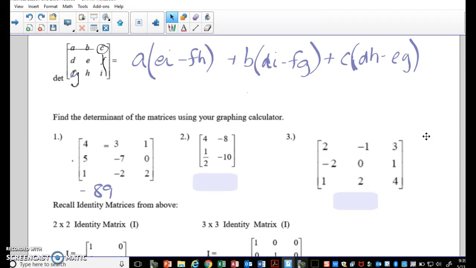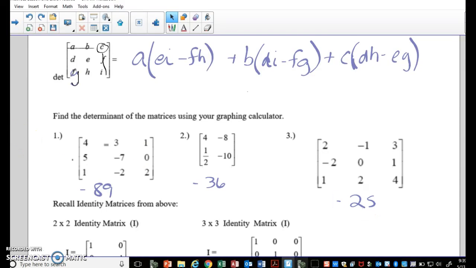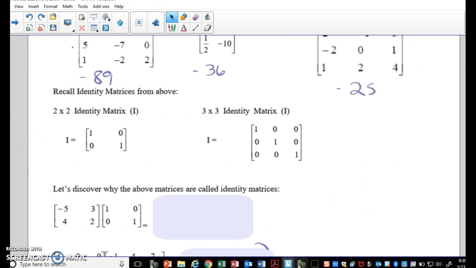So try entering in the next 2 matrices into your calculator and getting the determinant. Pause the video and try that now. So you should have gotten -36 and -25. Alright, so now that we've gone over determinant, we just have a little bit left to do.